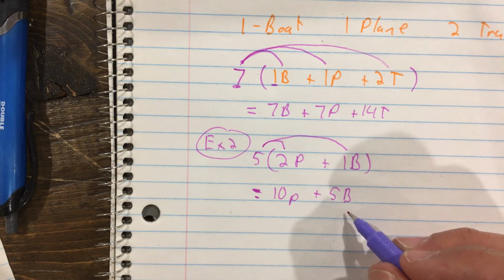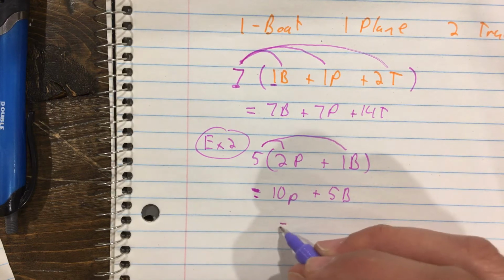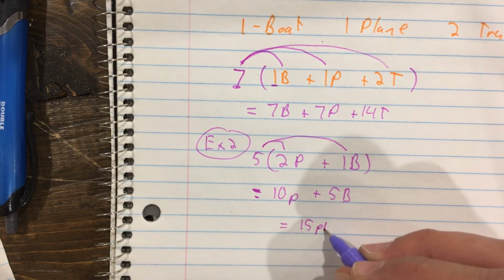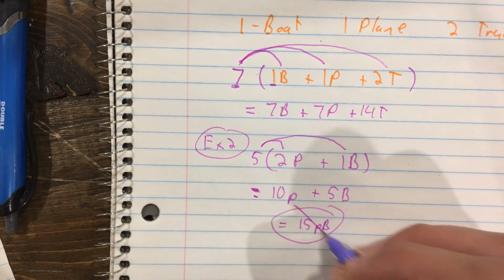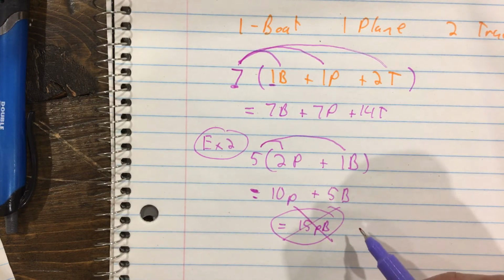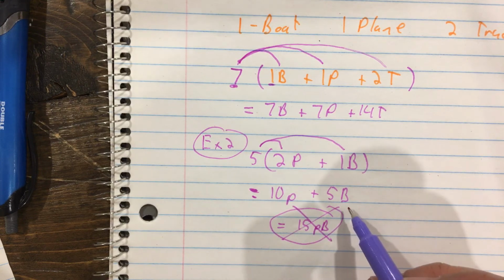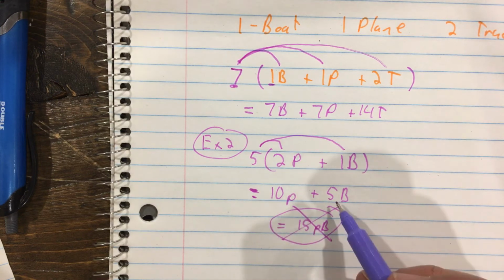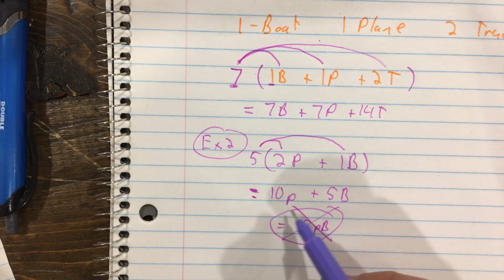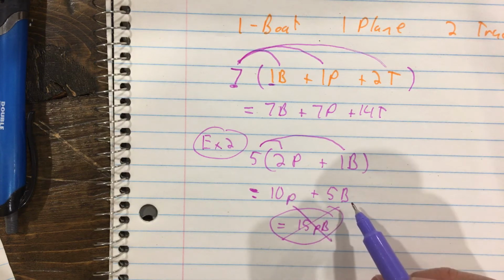Some of you are going to get tempted to say that there is something like 15 paddle birds. Heck no. I have a P and a B. They're not like terms. Do not combine those, okay? They're just stating 10 paddles and 5 birds.